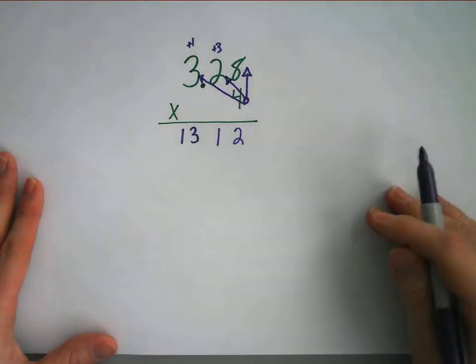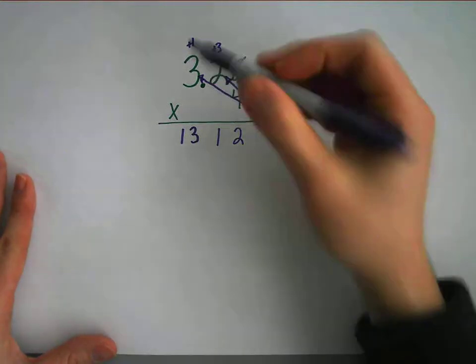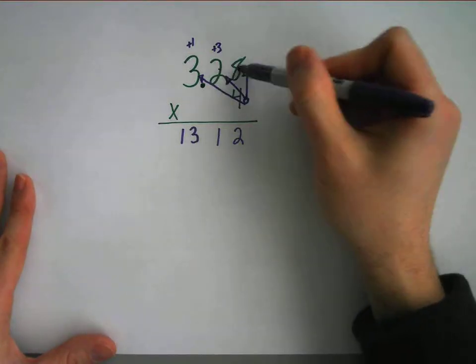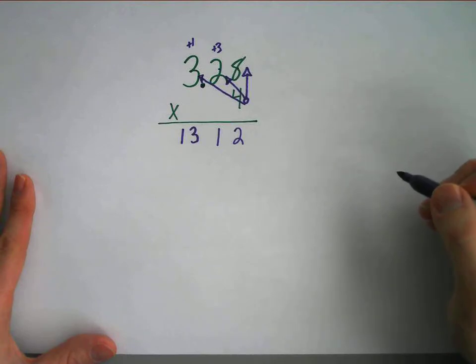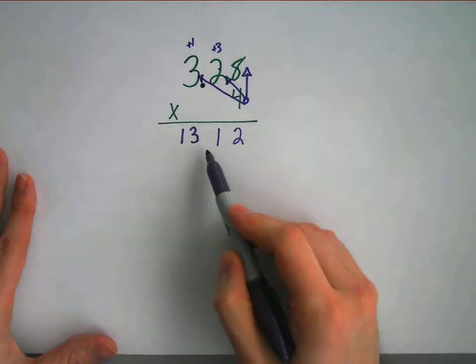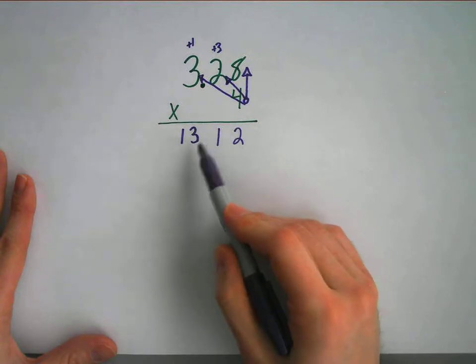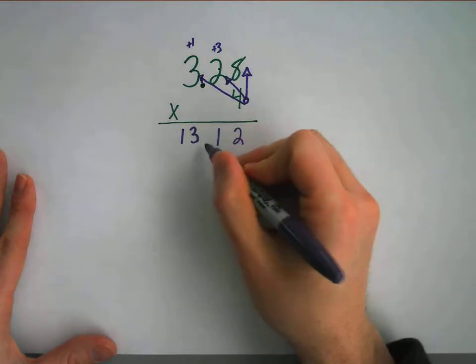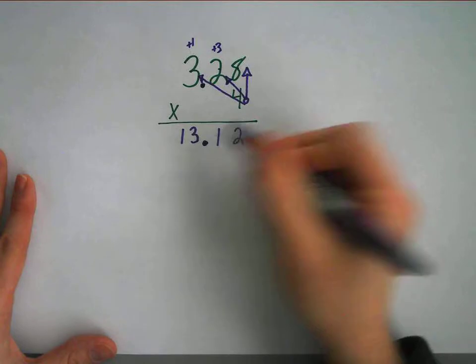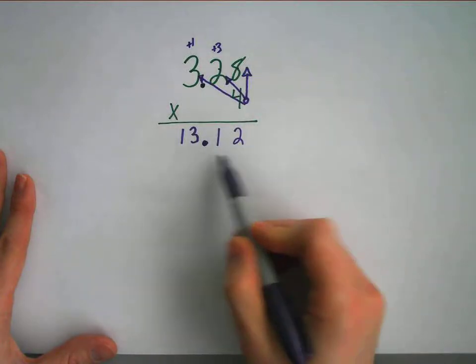What's the last step to make sure we get this answer correct? There was a decimal, and there are 2 digits after the decimal. Olivia? You put the decimal in between the 3 and the 1. That is 100% correct. So it goes right there. And now our answer is 13.12.